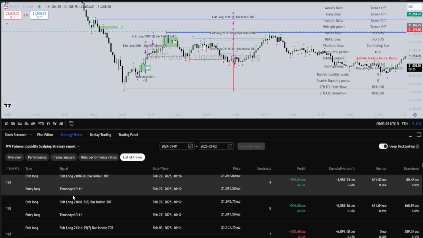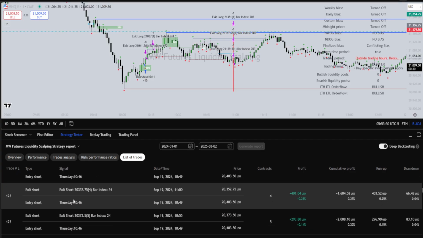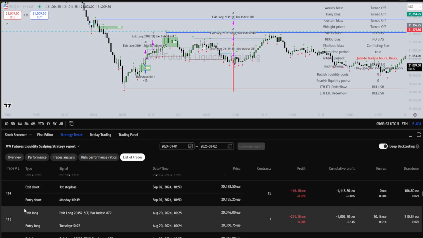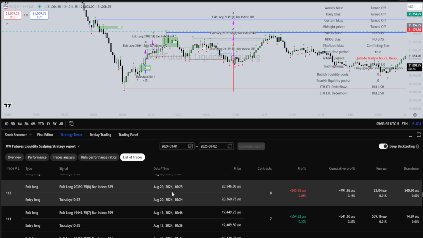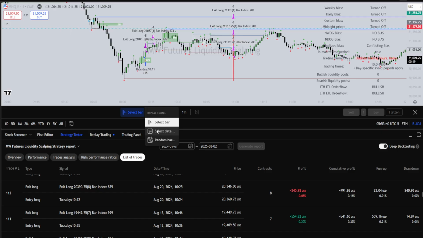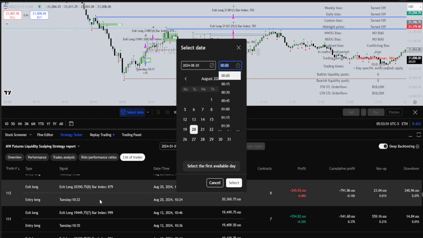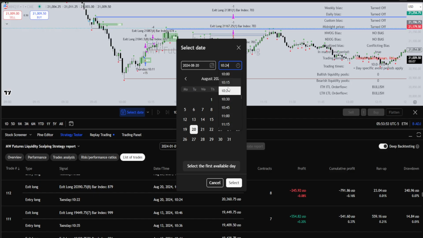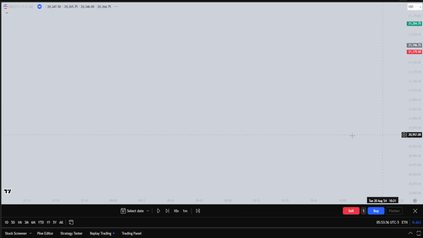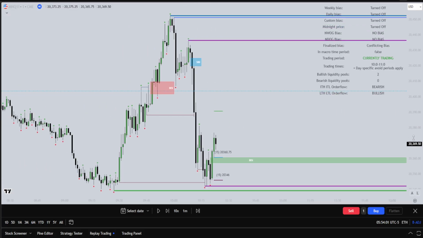So I want to see what trade 112 is. Trade 112 was executed on the 20th of August. So let's go to the 20th of August. Select date. 20th of August, and then it was at 10:24. So we see that we took a trade over here.